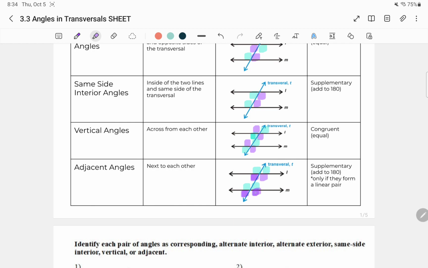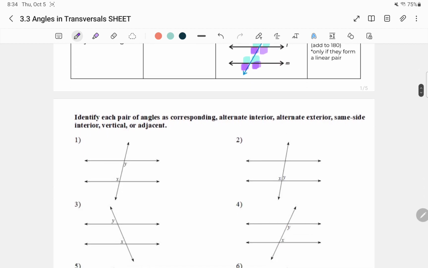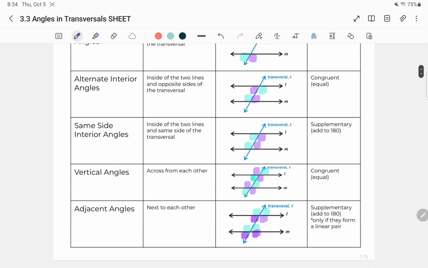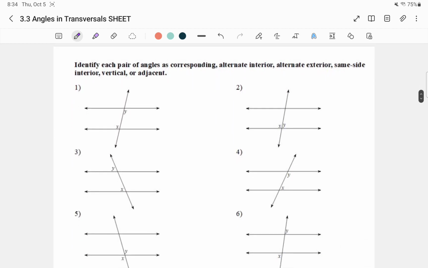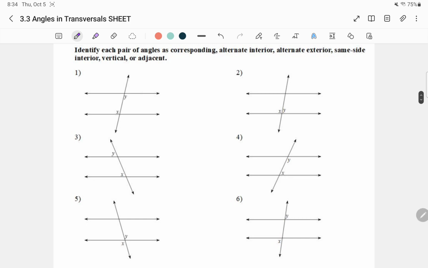So now let's use all of this information to start solving some problems. So for 1 through 6, we're just using this chart, so keep this handy, to identify our relationship. So X and Y, these are on the inside of the parallel lines and on opposite sides. So these are alternate interior angles. So for number 2, these are next to each other, so they are adjacent.